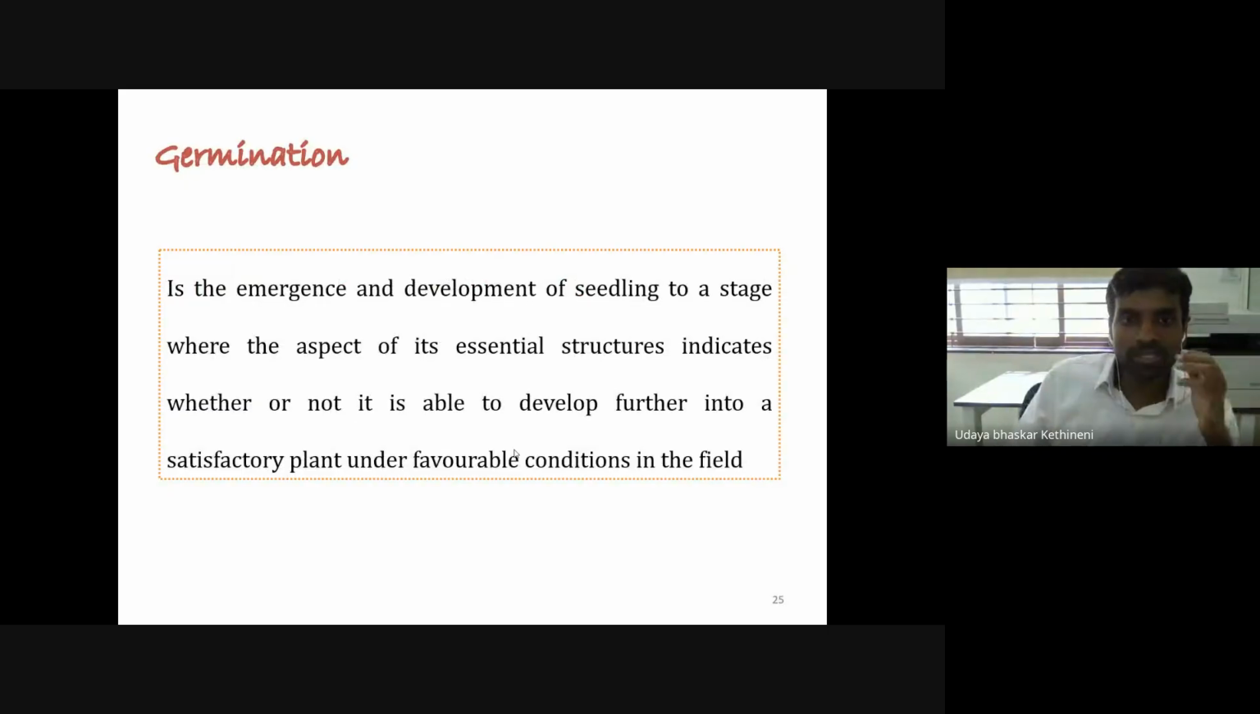Then with respect to germination, germination in a botanical perspective is simply the emergence of the radicle. But in seed technology, you should have all essential structures. How to determine the essential structures? There lies the science. These essential structures are not the same for all; they vary with the crop species. What is essential depends upon the crop species we are testing. If all the essential structures are there and can produce a satisfactory plant under favorable conditions, we can call it germination.